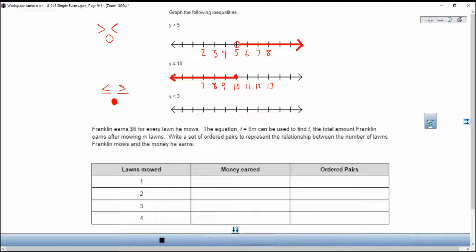All right, next we got y is less than 3. We're going to start with 3 in the middle. 2, 1, 0. And then 4, 5, 6.